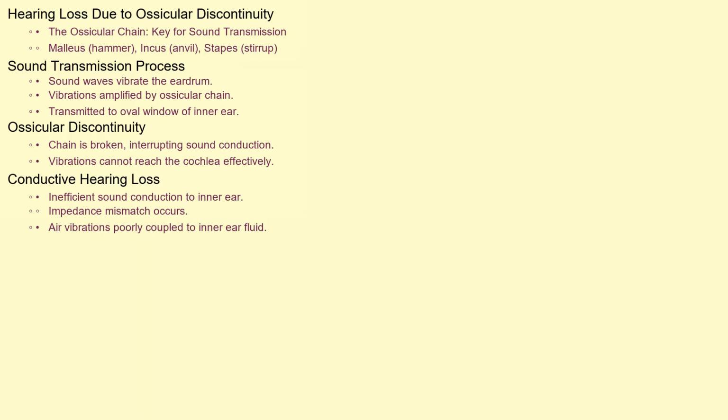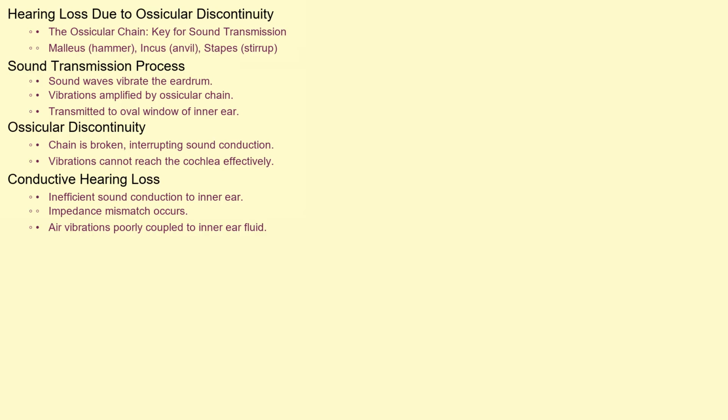Now, let's understand how this condition affects hearing. The ossicular chain, composed of the malleus, incus, and stapes, often called the hammer, anvil, and stirrup, is crucial for sound transmission. Sound waves enter the ear canal, vibrate the eardrum, and these vibrations are then amplified and transmitted through the ossicular chain to the oval window of the inner ear.